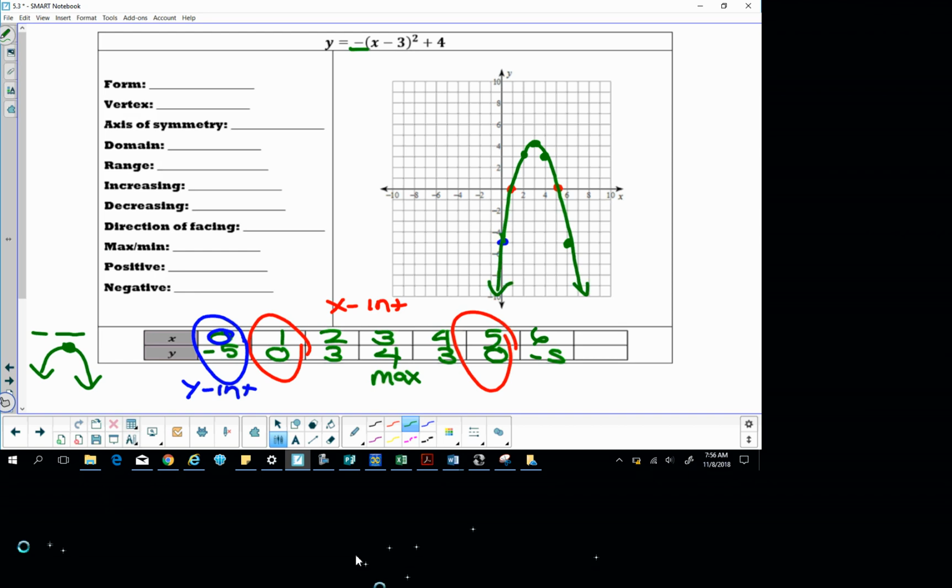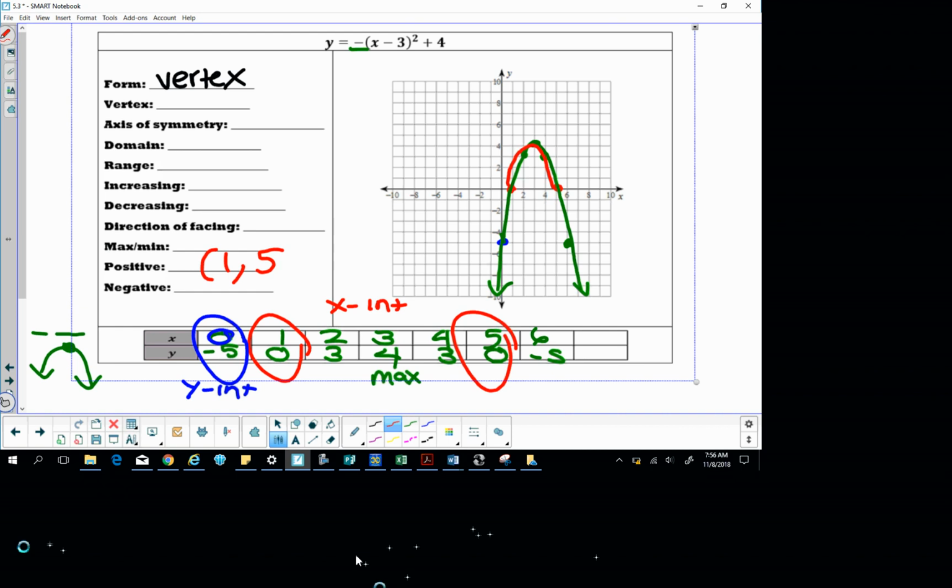And so this positive and negative is going to look a little bit different. So we know our form is in vertex form. And I'm going to start down here, positive. Positive is going to look a little bit different because now positive is going to be between 2 x values. See, it's only this part that is positive. Between which 2 x values is the function positive? What's this x value right here? 1. From 1 to 5.